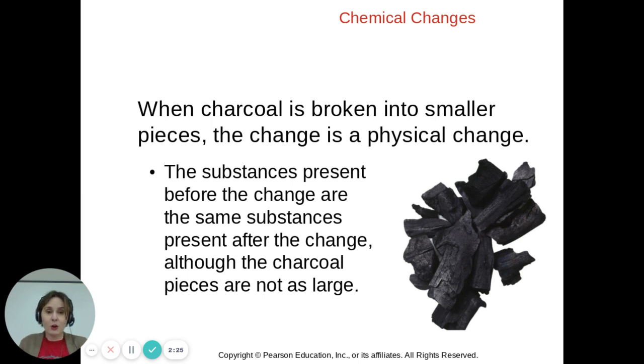When you take charcoal and break it into smaller pieces, well, you're not doing anything with it except breaking it into smaller pieces. You've got a physical change. What you started out with is the same as what you ended up with. Even though the charcoal pieces are not as large, when you do apply a flame to that, it's probably going to be easier to light because now your pieces have a better surface area. We'll get into that later, too, when we talk about solutions.